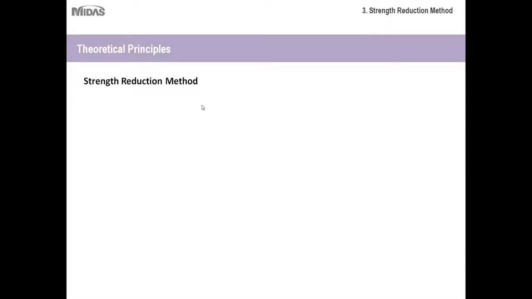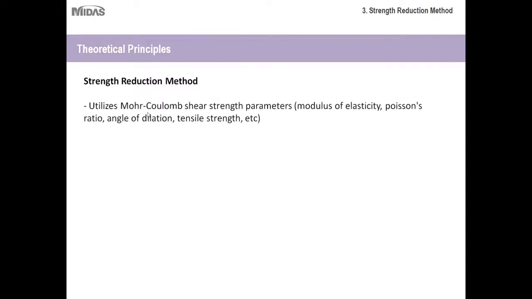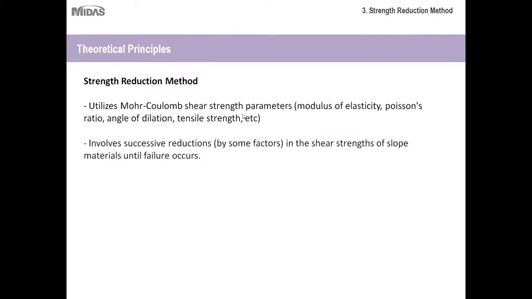Okay, so the strength reduction method utilizes Mohr-Coulomb shear strength parameters, for example, modulus of elasticity, Poisson's ratio, angle of dilation, and tensile strength. It uses these parameters to calculate the deformation and soil stresses, which I'll talk about in more detail later on. And it involves successive reductions by some factors in the shear strengths of slope materials until failure occurs.